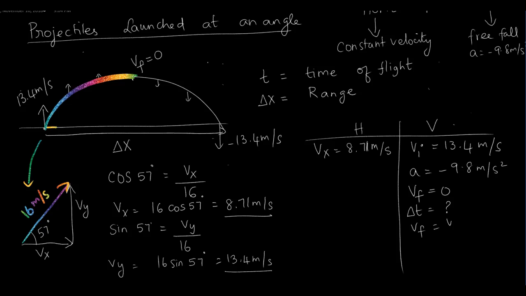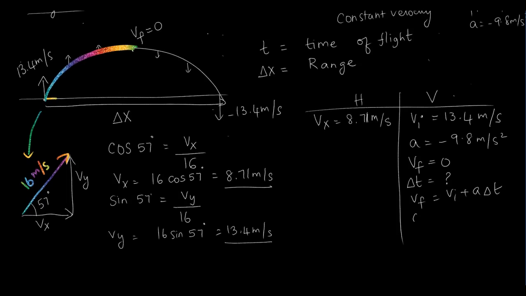So Vf equals Vi plus A delta t. So 0 equals 13.4 minus 9.8 delta t. So rearrange, solve for delta t. You will get 1.37 seconds rounded off. But remember, this is not the time that I'm looking for. This is only the time to go to the top, and I want to solve for the total time. So that means I need to double this in order to get the total time it stays in air.